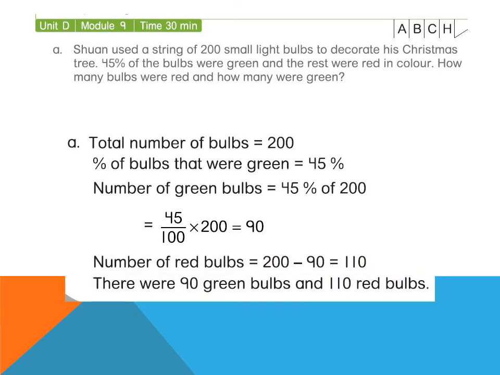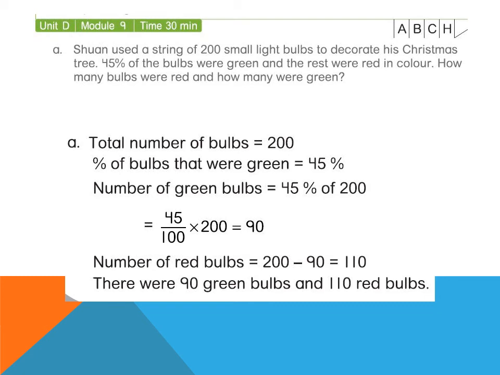Total number of bulbs equal to 200. Percentage, here also it is a printing mistake. Please don't use this. Write percentage in words. Percentage of bulbs that were green equal to 45%. Number of green bulbs will be 45% of 200. That is 45 by 100 into 200 equal to 90. So total number of green bulbs is 90. Therefore number of red bulbs will be 200 minus 90 equal to 110.